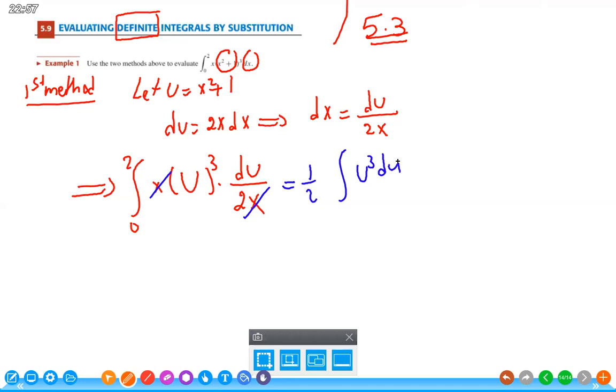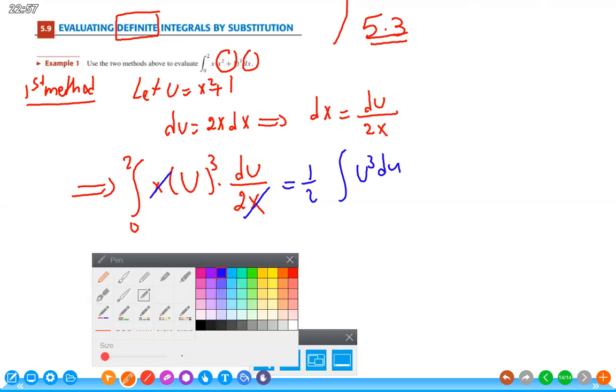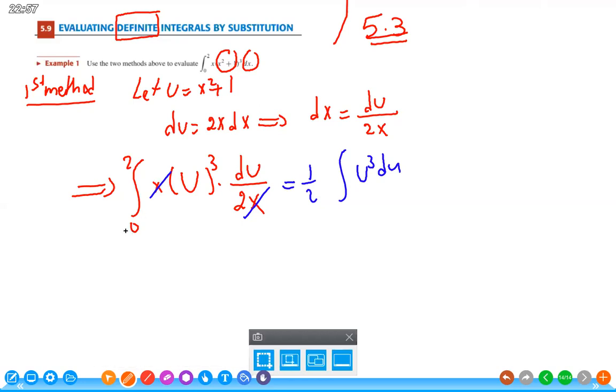Here is the common mistake for the student: you put the boundary 0 to 2. It's wrong. Since we have a new variable, you cannot put 0 and 2. This is the boundary for x. So do it as the indefinite. Now integrate u to the 4 over 4. It means 1 over 8. Return to the old variable in terms of x.